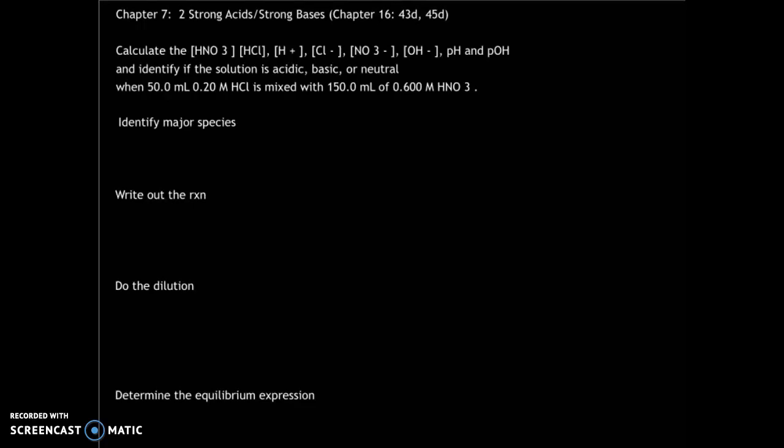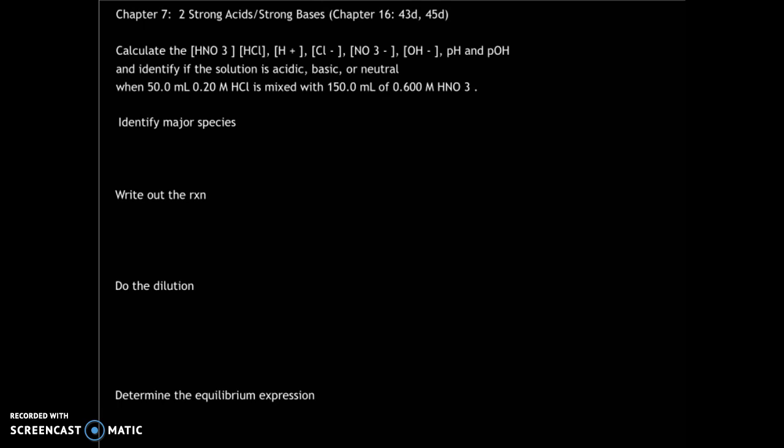All right, so here we go with chapter 7, which is titled Two Strong Acids. This can also be done as if they were two strong bases. You can probably tell by my example that HCl and HNO3 are both acids. So I'm doing this problem as if it were two strong acids, but if there were bases in there like sodium hydroxide and potassium hydroxide, the approach and concept would be similar.